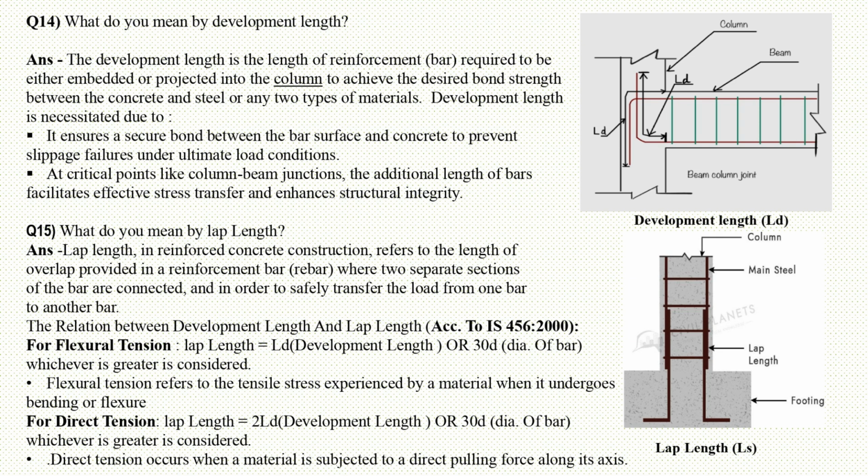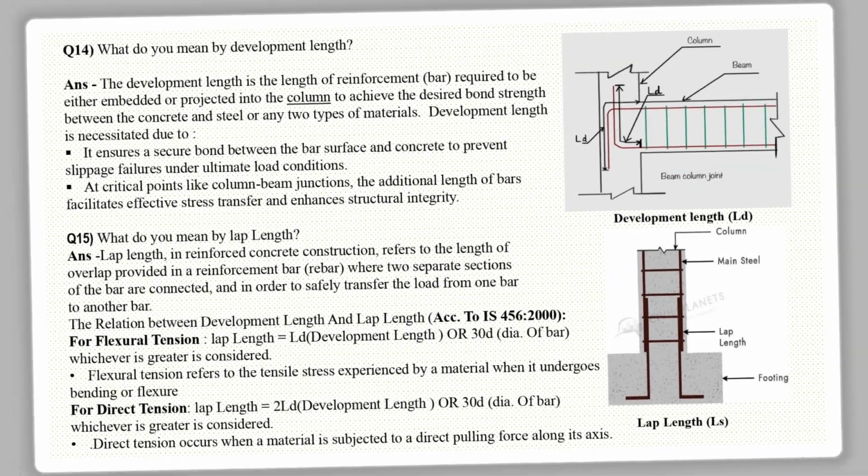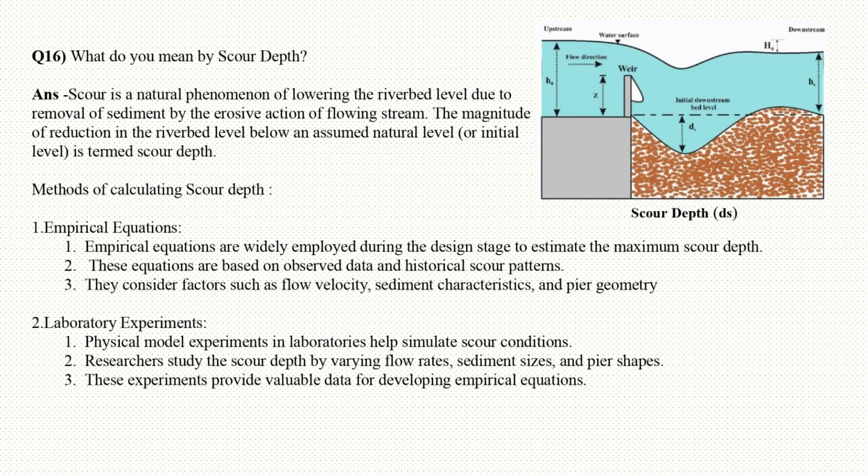Question 16. What do you mean by scour depth? Answer. Scour is a natural phenomenon of lowering the riverbed level due to removal of sediment by the erosive action of flowing streams. The magnitude of reduction in the riverbed level below an assumed natural level, or initial level, is termed scour depth. Methods of calculating scour depth.